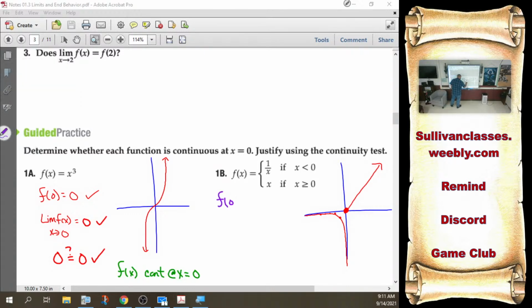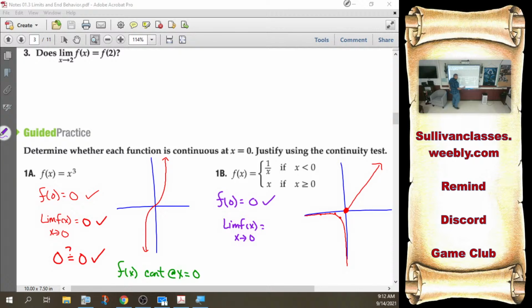Function of 0. If I put 0 in here, which rule do I use? Equals x. Okay, so plug a 0 in here. I get 0. Hey, cool, it exists. Limit. This one I probably don't want to go to my calculator for, but I can show you how to do it anyway.